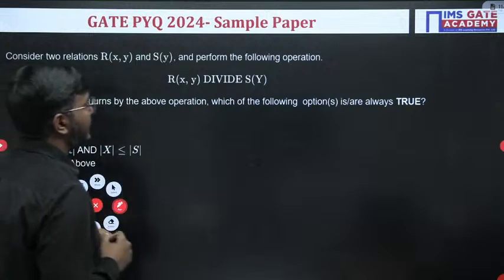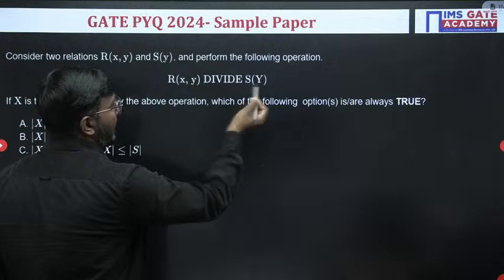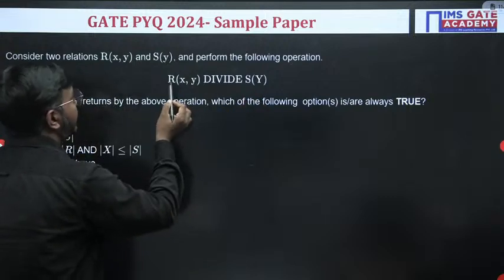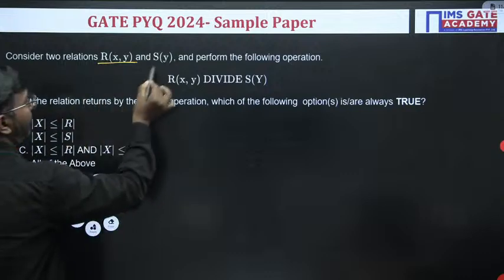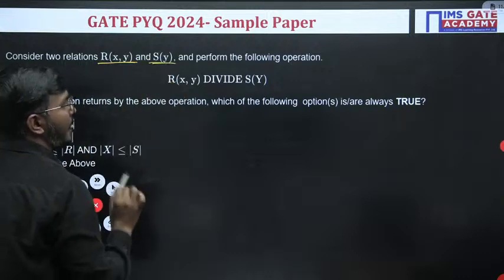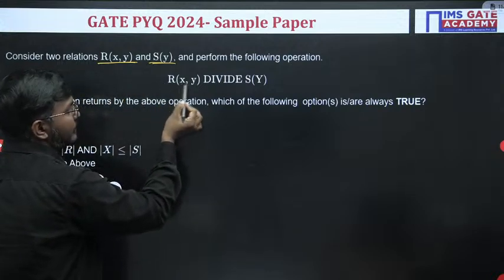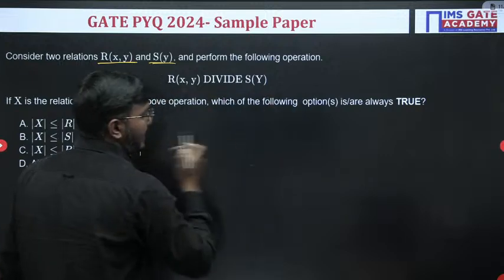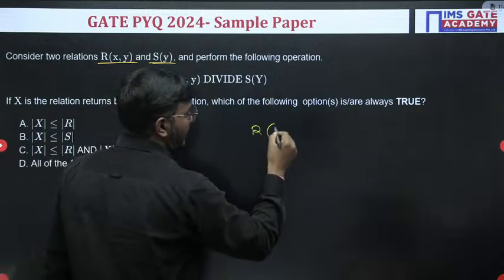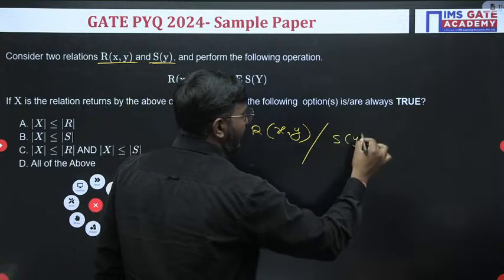First, I am writing in operator form. See here, we are given two relations. One is R having attributes x and y, one is S having attribute y, and we perform the following operation: R(x, y) divided by S(y).